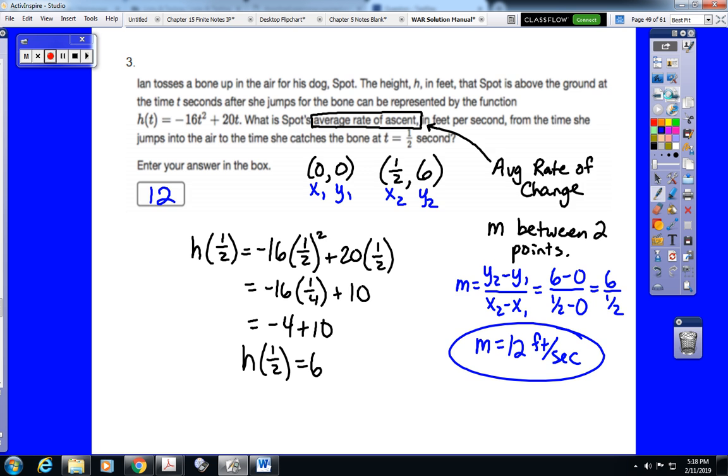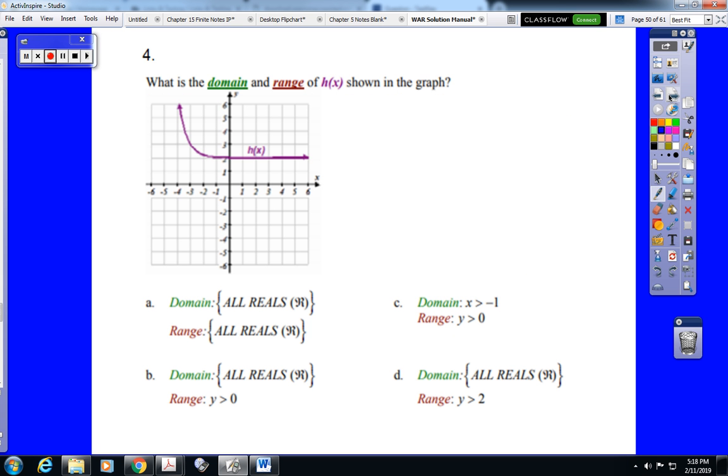Number 4 says, what is the domain and range of h of x as shown in the graph? Remember that domain is your x values, your input, and your range is your y values, your output.